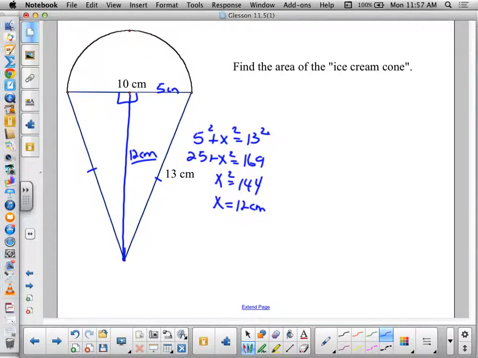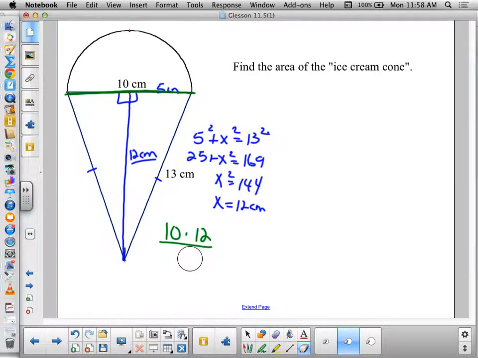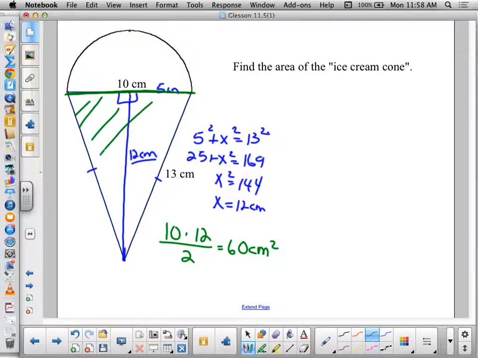Now here's where I saw a lot of mistakes on the test. People did that and it said find the area. And you know what you did? You didn't divide by 2. You didn't do base times height divided by 2. You just did base times height. So be careful with that. Base here is the whole side, 10, times height, which is 12, divided by 2. So that's 60 centimeters squared. Now that's just this area.